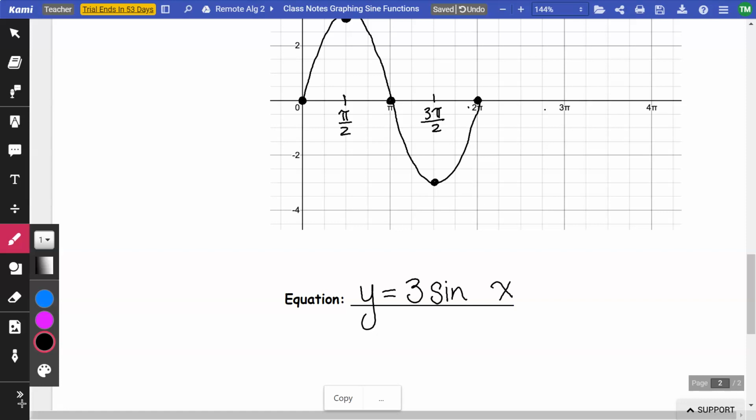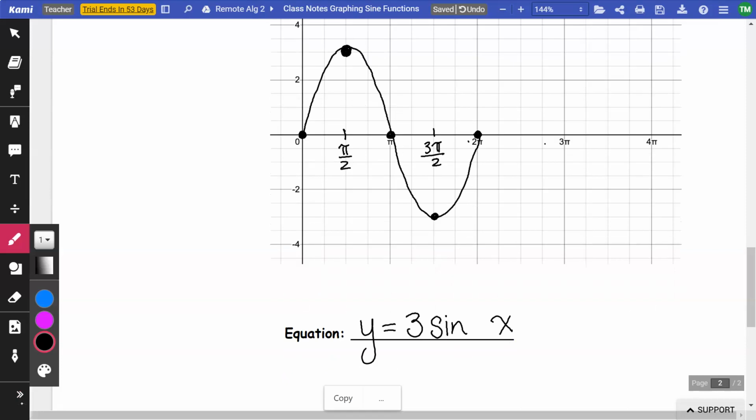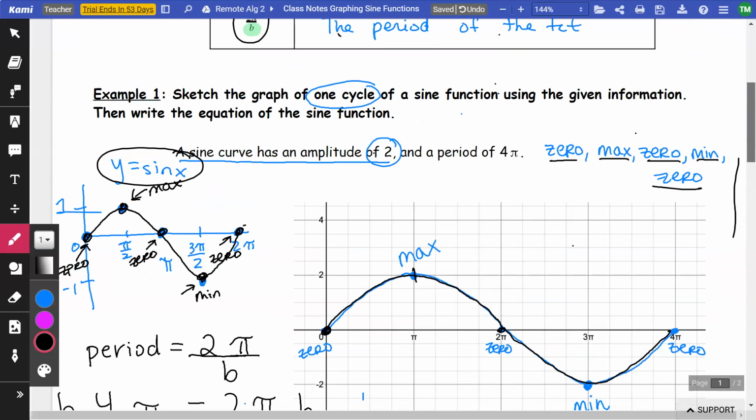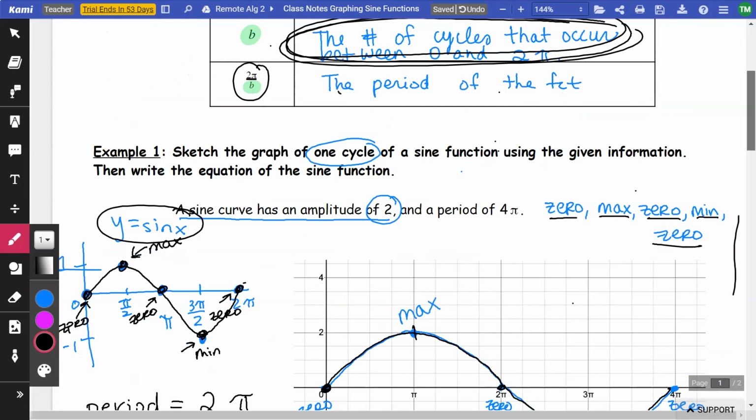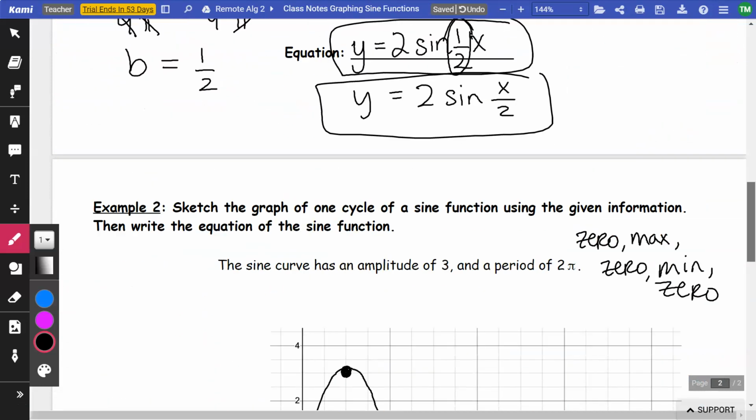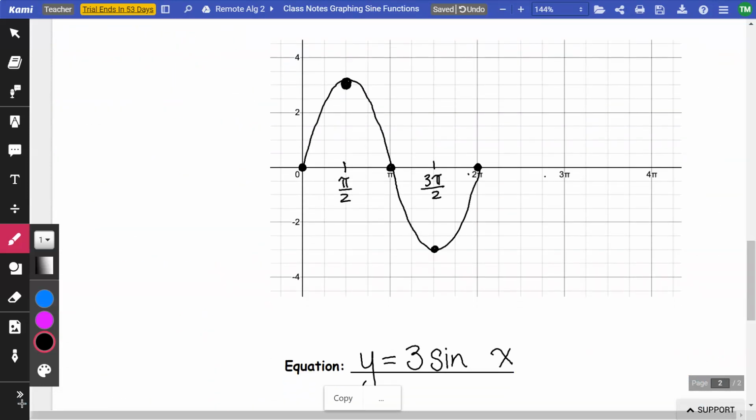So what has to go here? Well, we need to find our b value. So remember, b represents the number of cycles that occur between 0 and 2 pi. So how many cycles occur between 0 and 2 pi? Well, it looks like exactly one cycle occurs between 0 and 2 pi. So shouldn't b be 1? Well, 1 times x is just x, so we're going to write that like a mathematician.